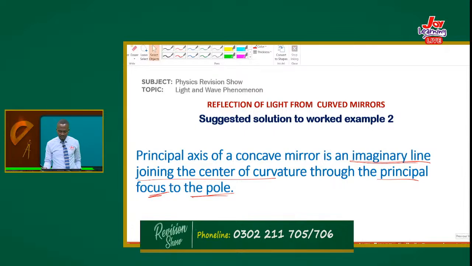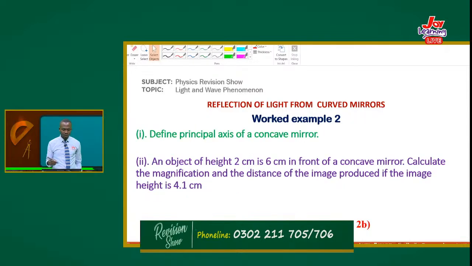It said an object of height 2 centimeters. So object height is 2 centimeters. Then this object is 6 cm in front of a concave mirror. So the distance between the object and the mirror is 6 centimeters. That would be the object distance. We are asked to calculate the magnification and the distance of the image produced. So we're talking about image distance. If the image height, then we'll be given the height of the image. So we can try this.